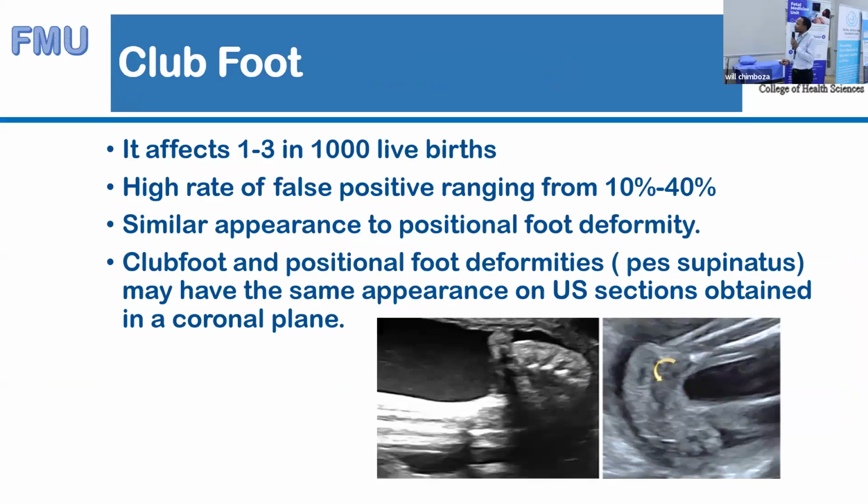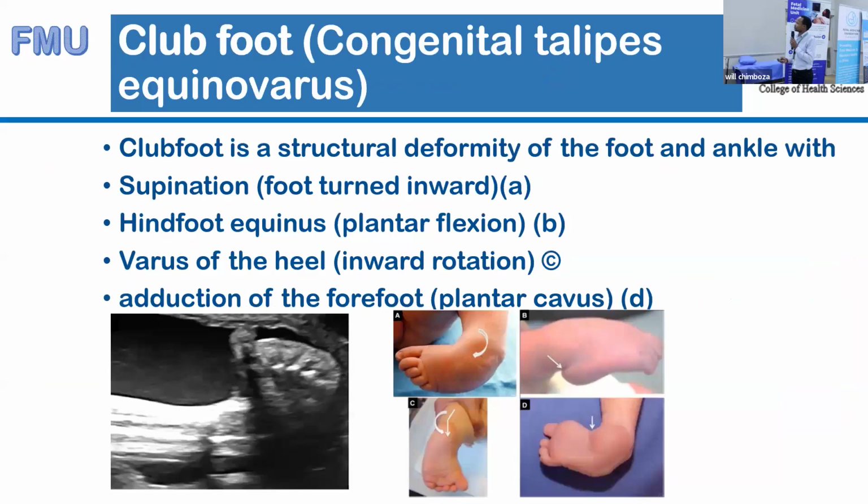So for club foot now, it's a structural deformity of the foot and ankle, whereby the supination of the foot is shown in this image. So the foot is turned inward. There's in-foot equinus, which is plantar flexion. And then there's varus of the heel, which is inward turning. And then there's adduction of the forefoot. So this is the common image that people present when they say they've diagnosed club foot.